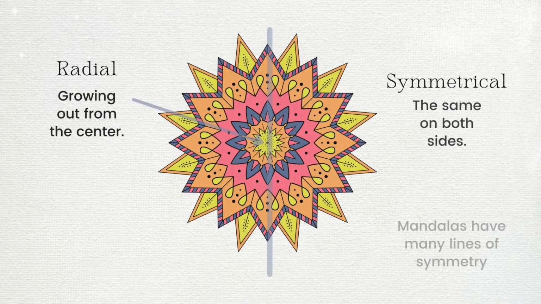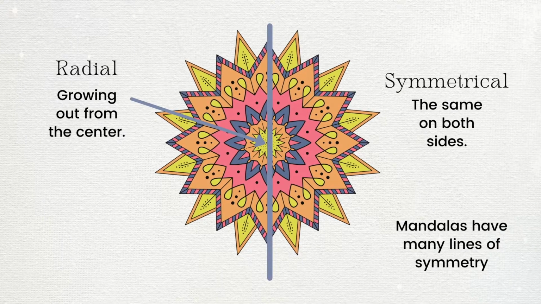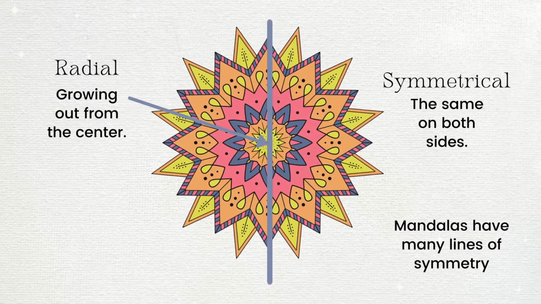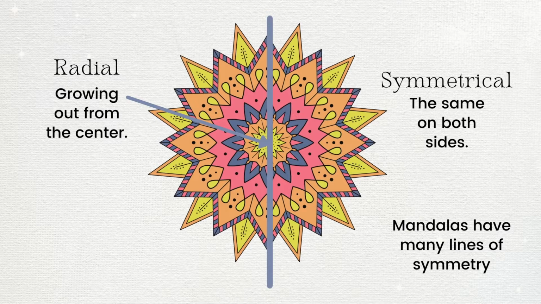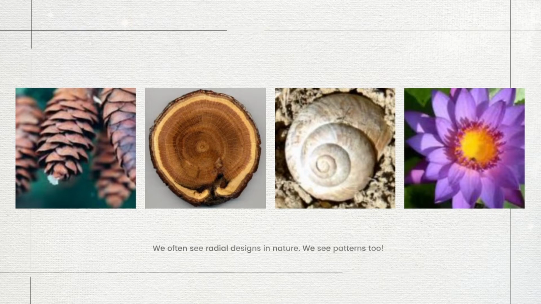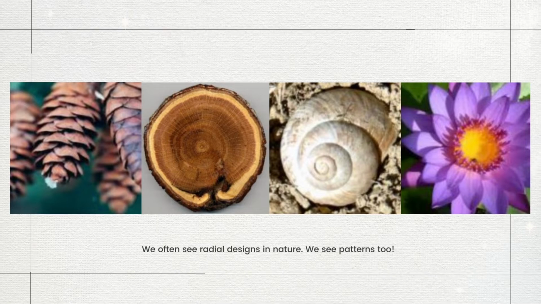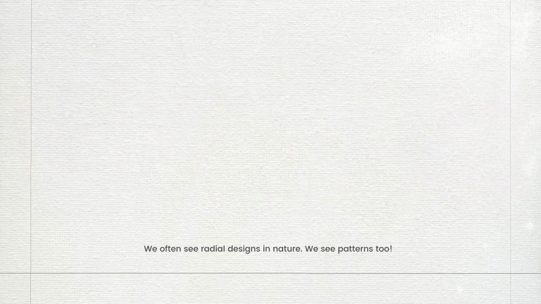So symmetry means that a design is the same on both sides. So as you see in the middle, there's a line of symmetry, and mandalas often have multiple different lines of symmetry. And radial, as I mentioned before, means that it's growing out from the center. So it has a center point and all of the elements in the design come outwards from that central point. We often see radial designs in nature. And we see patterns too. So we're incorporating natural designs and patterns in our artwork today.